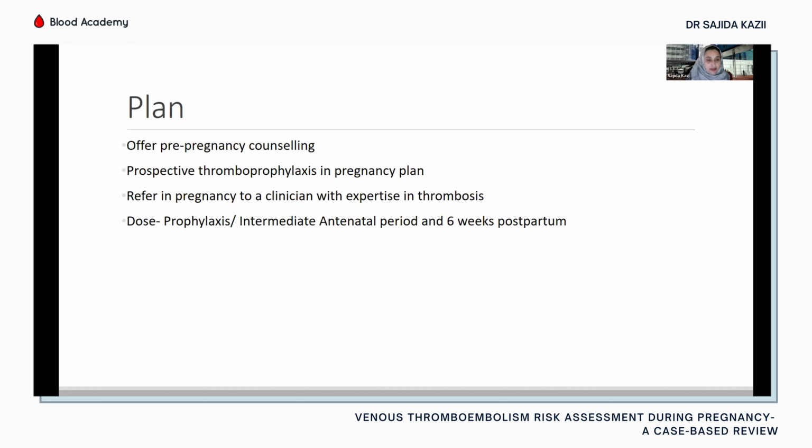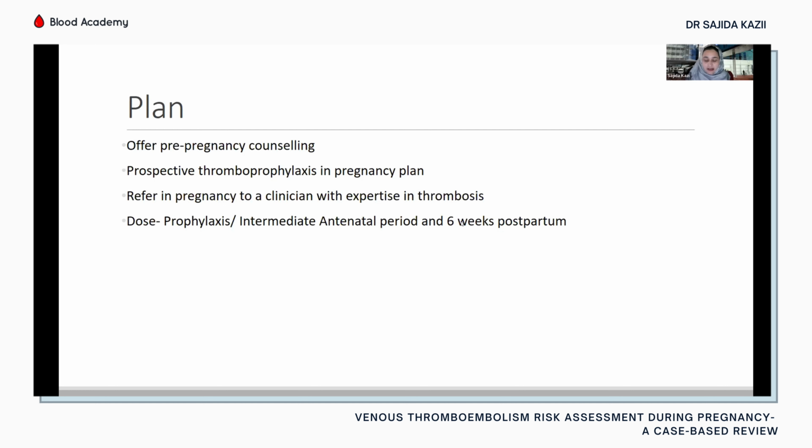So when they're diagnosed with a hormone-associated VTE, they should be given information about any future pregnancies so that they're aware of the use of low molecular weight heparin during pregnancy. They should have a prospective thromboprophylaxis in pregnancy plan. Now there is a little bit of a gap between whether we should offer these women prophylaxis or intermediate dose of low molecular weight heparin.